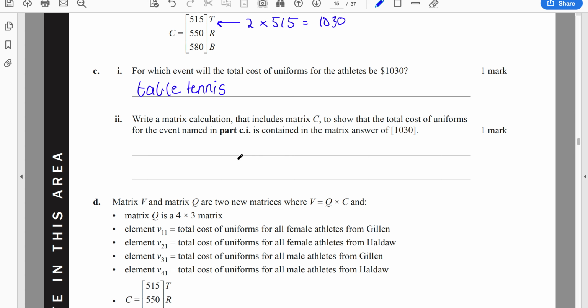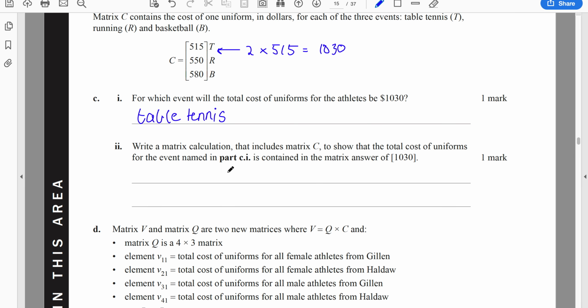So the next thing we want to do is write a calculation that includes matrix C. So it's got to have this one in it, and I might actually just write that out to start off with. It's got to have this matrix in it.